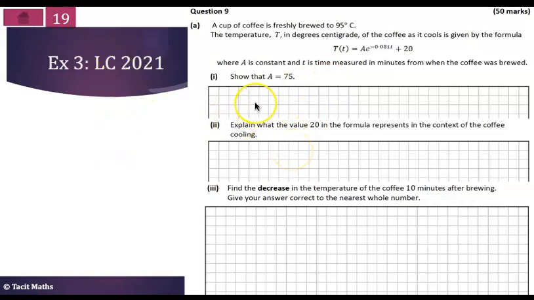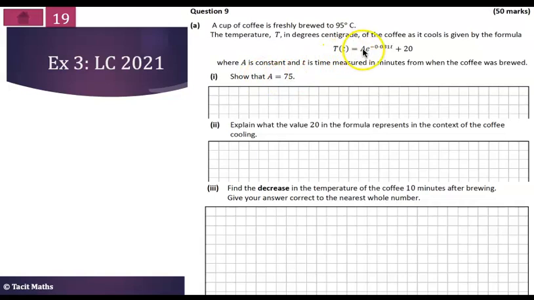Okay, but it starts off always, and most of these questions are the same, with a very, very simple place to start. So we want to show that we have a function here that tells us the temperature of coffee after a given amount of time. And the clue here is that they tell us that a cup of coffee is brewed at 95 degrees, right? And that might be kind of trivial looking at the start, but that's quite important because that's our initial value.